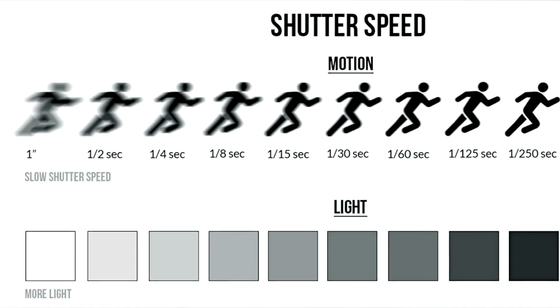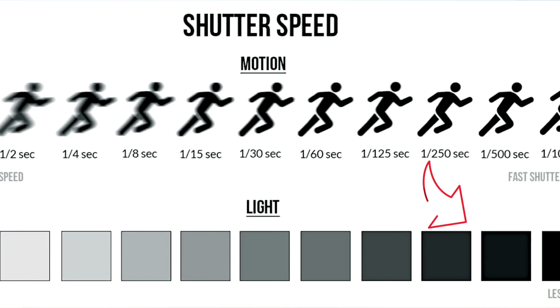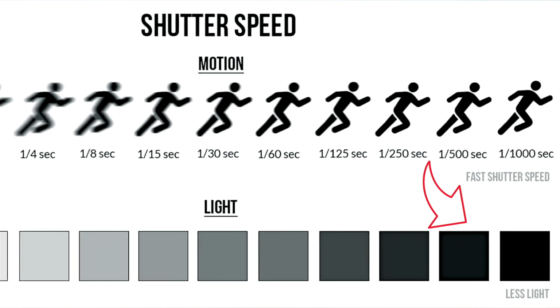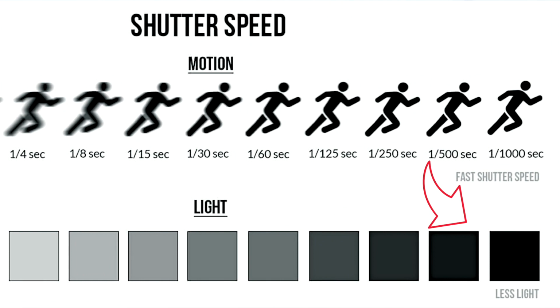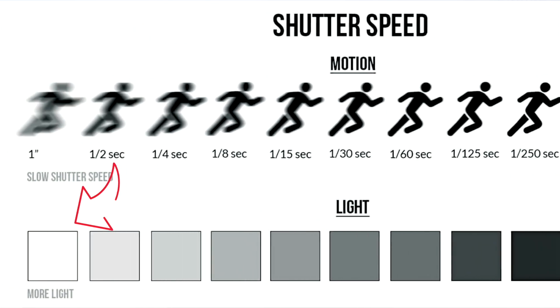In addition, the quicker your shutter speed, that is, the higher the denominator, let's say 1/500, 1/1000, the darker your image. And then the slower the shutter, the brighter your image.